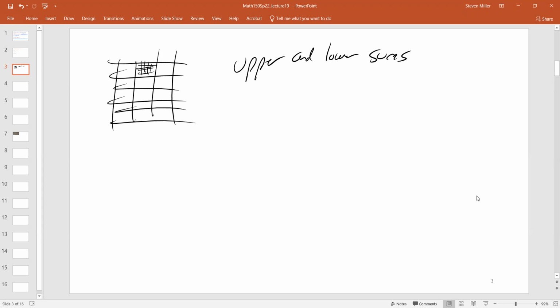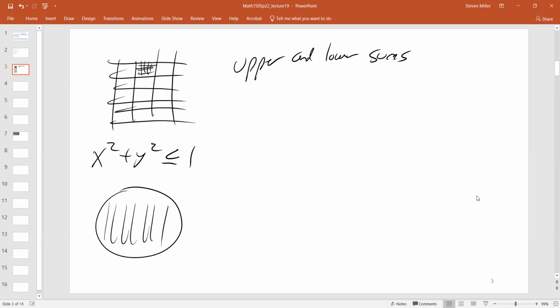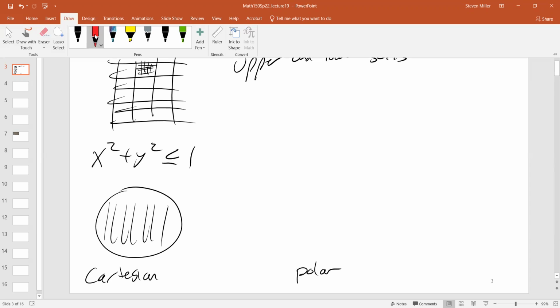So can someone give me the equation of a circle? Good, and if I do less than or equal to 1, it's going to be the filled in unit circle. If I were to write this in polar coordinates, what would this be? So this is Cartesian. What would it be in polar? x squared plus y squared less than or equal to 1 is a circle in Cartesian coordinates. What would it be in polar coordinates?